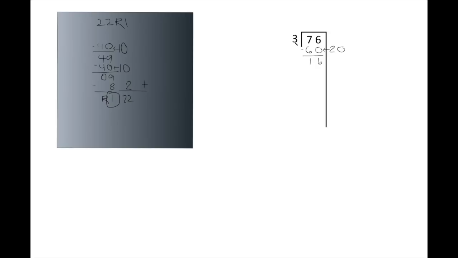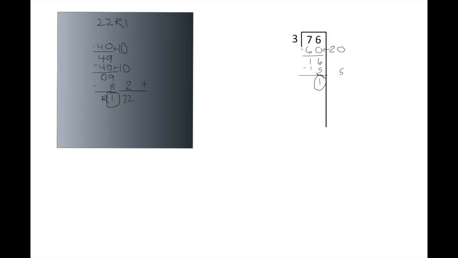Okay, so could I do 3 times 10? No, I couldn't do 3 times 10 because the answer to that is 30. And if I wrote 30 here, that would be way bigger than 16, and I can't subtract that. So now I have to think of a basic fact. So 3 times what is close to 16 but not over? 5. 3 times 5 equals 15. So now I'm going to subtract. 6 minus 5 is 1. Now I know that I'm done here.